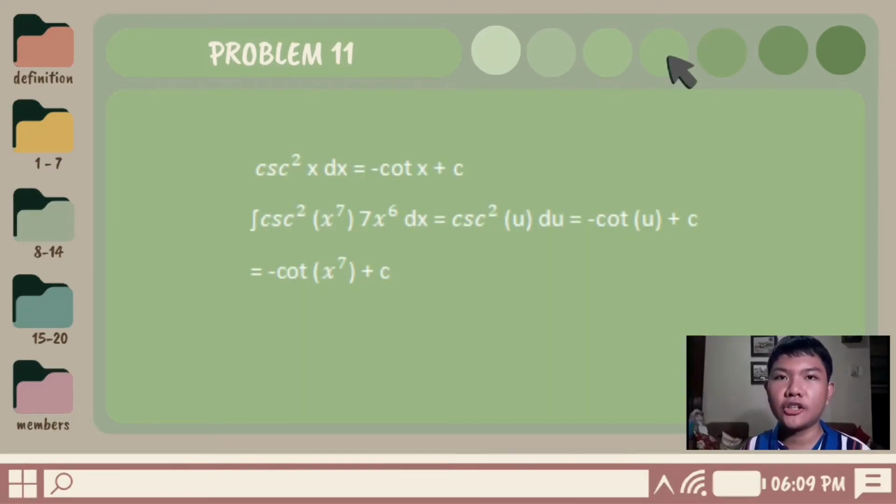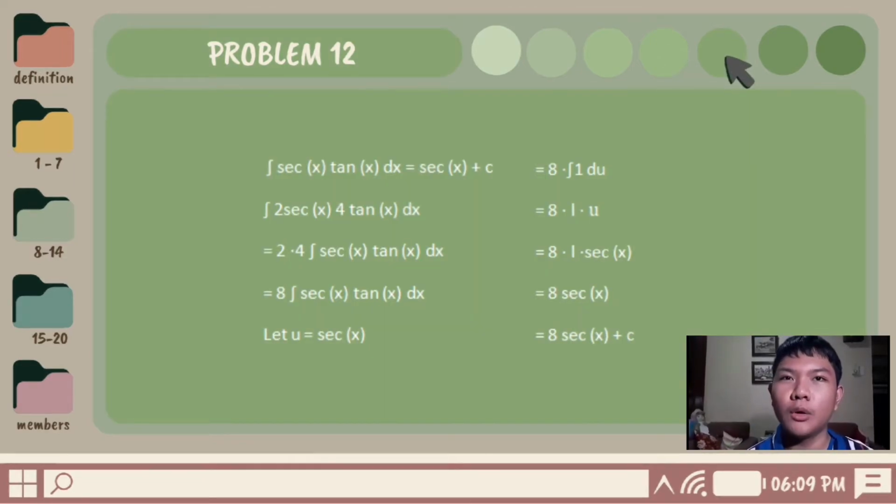For the 11th on the list on the table, it is the integral of cosecant squared x dx. Our example will be the integral of cosecant squared times x raised by 7 times 7x raised by 6 dx. Just like equation 10, we'll just get the inside function, which is x raised by 7. Get the opposite of cosecant, which is negative cotangent. So our final answer will be negative cotangent multiplied by x raised to 7 plus c.